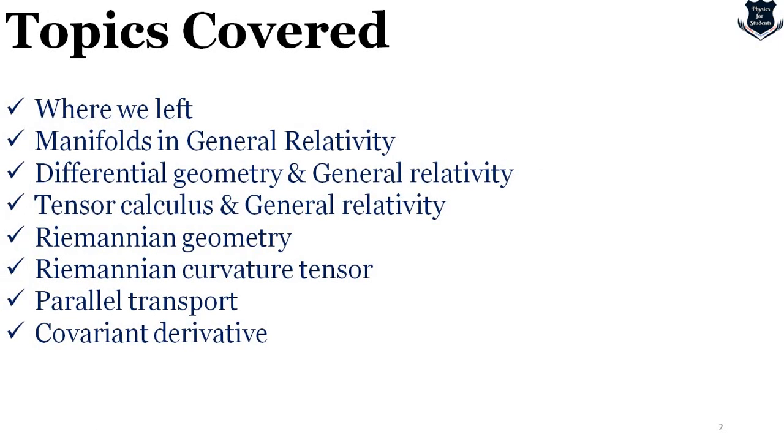Before we go ahead and understand these fundamental concepts, we are going to look at the topics that we are covering. So we will start with what we have left. We will also cover the manifolds and their need in general relativity. We're going to look into differential geometry and why it is used in the general theory of relativity. What is tensor calculus and what is its use in terms of GR? What is Riemannian geometry? What is called the Riemannian curvature tensor? What is parallel transport? And what is a covariant derivative?